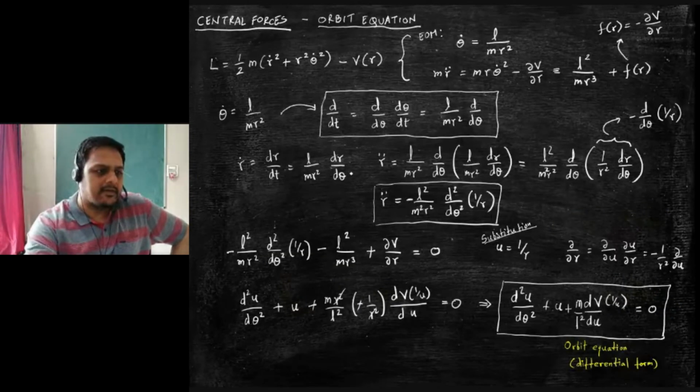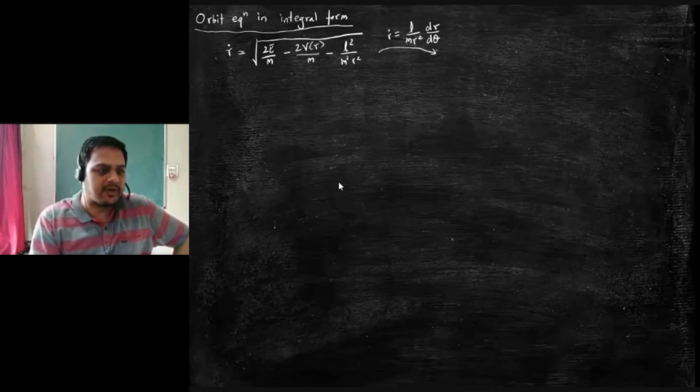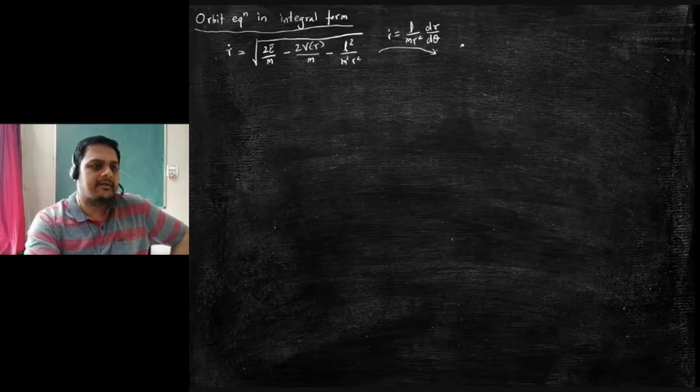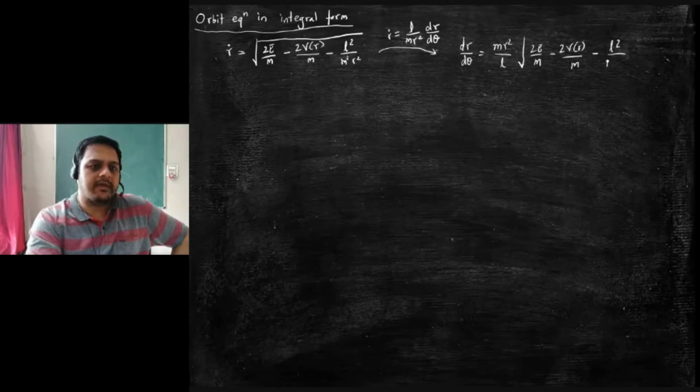This one. L equals m r square dr by d theta. It is just something which we wrote down along the way last time. So basically you can write dr by d theta is equal to m r square by L into square root of 2 e by m minus 2 v of r by m minus L square by m square r square.